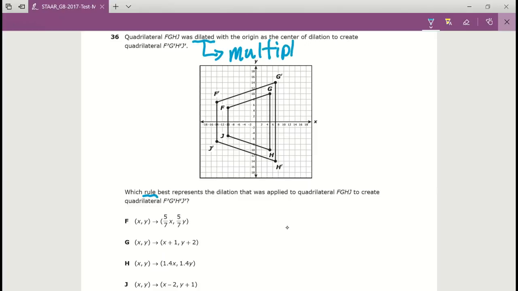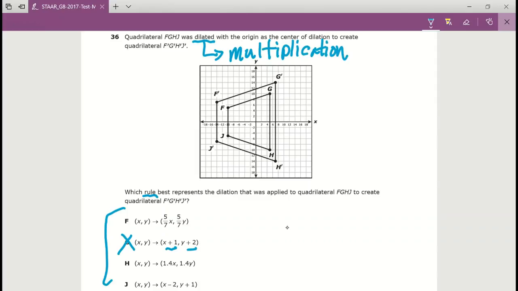Dilations are multiplication. So we can eliminate any of our answer choices down here that do not have multiplication. This means we can get rid of G. We can get rid of G because look, we have addition here. It's not dilation. We're looking for multiplication.